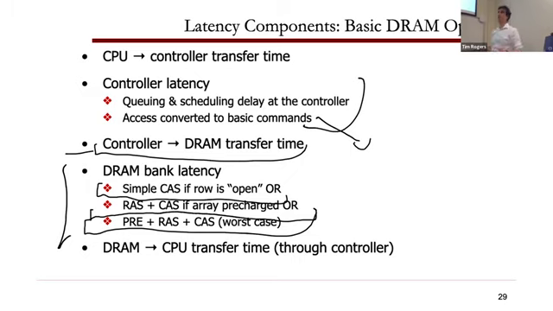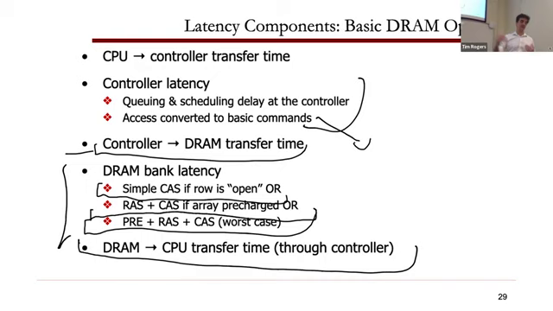Then after you finally read this out, there's additional time to go from the DRAM back down to the CPU. There's some buffering that happens inside the memory controller, and then eventually the memory controller has to send that back down to the CPU. All of these things are connected through some type of interconnect. This transfer time after the data is in the memory controller is usually pretty fast because it's an on-chip interconnect.